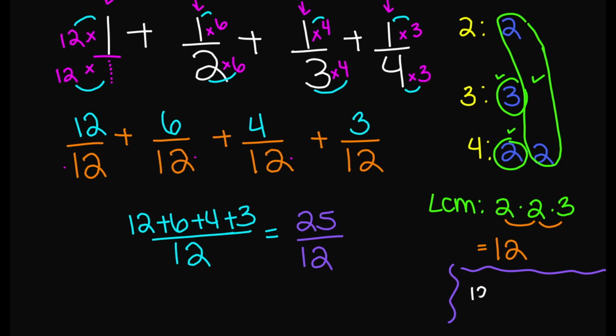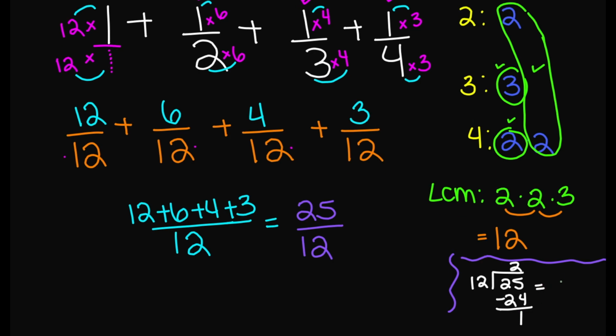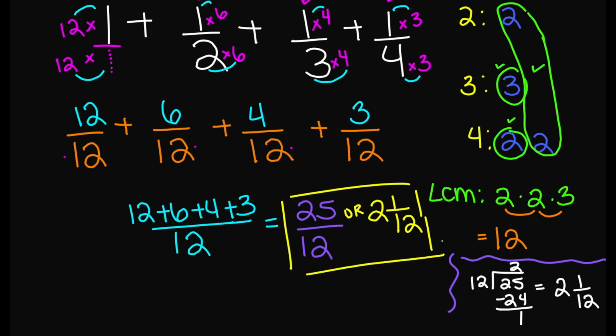So we have 12 on the outside and we have 25 on the inside. 12 goes into 25 2 times. 12 times 2 is 24. 25 minus 24 is going to be 1. So as a mixed fraction, this is going to be 2 and 1/12, which is right here. So your final answer is going to be 25 over 12, or if you turn it into a mixed number, you're going to get 2 and 1/12. And this is your final answer here.